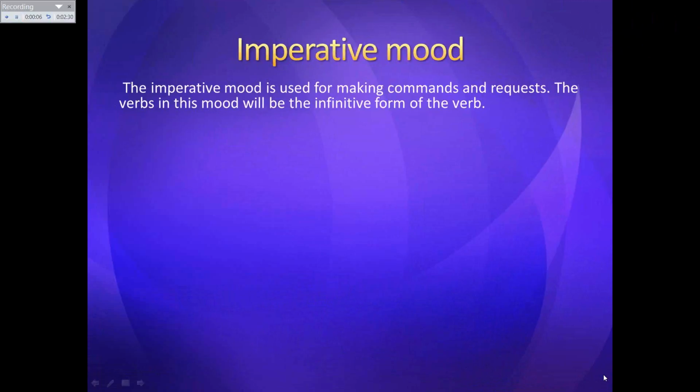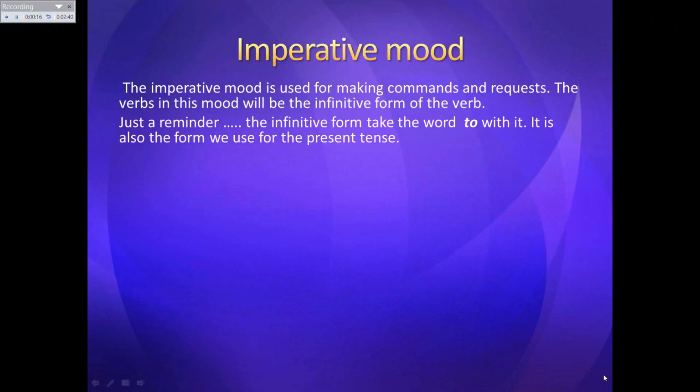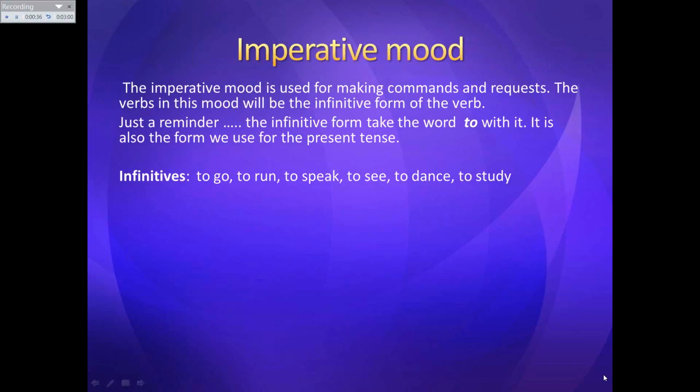You also use the imperative mood a lot. The imperative mood is used for making commands and requests. The verbs in this mood will be the infinitive form of the verb. And just a reminder, the infinitive form takes the word to with it. It's also the form we use for the present tense. So they look like this: to go, to run, to speak, to see, to dance, to study. It's always that verb, the basic form of it, and the word to with it.